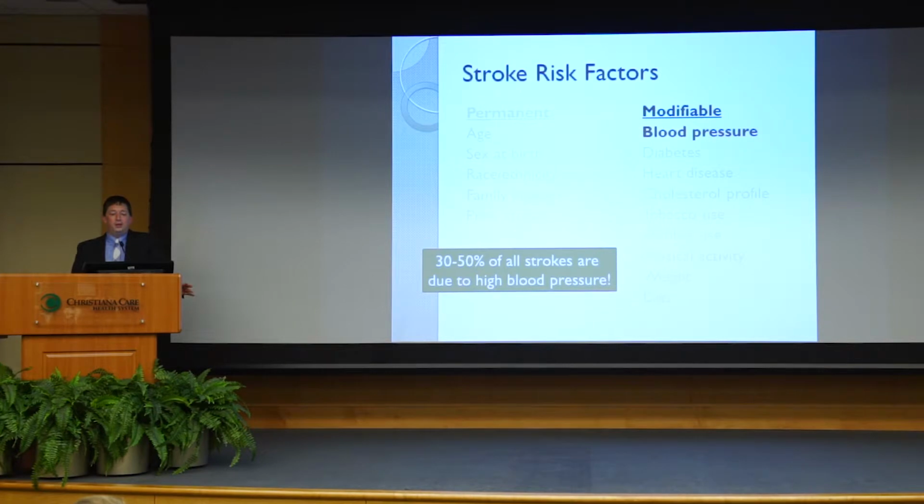Of all of these, blood pressure is by far the most important stroke risk factor. If we were able to get rid of high blood pressure, we could potentially prevent at least 50% of strokes around the world.